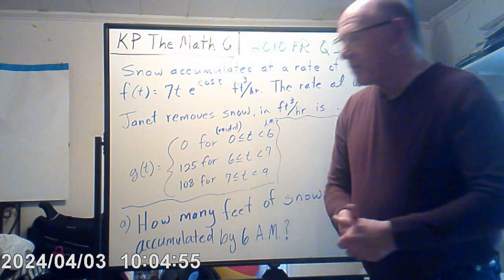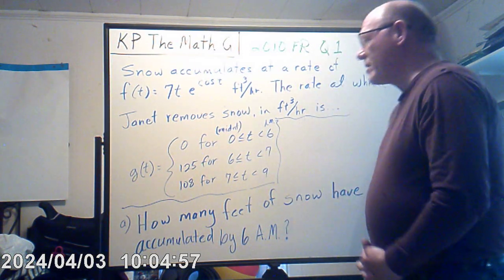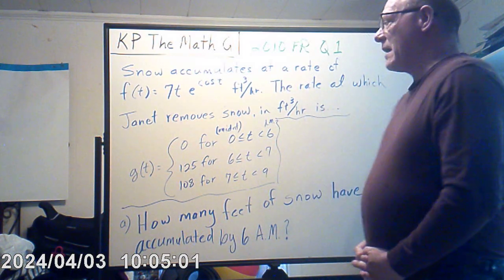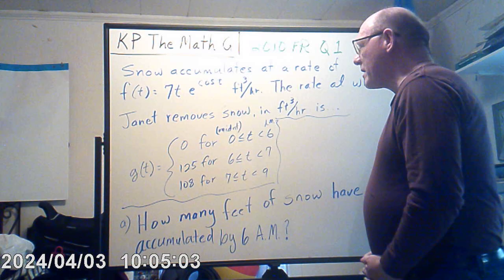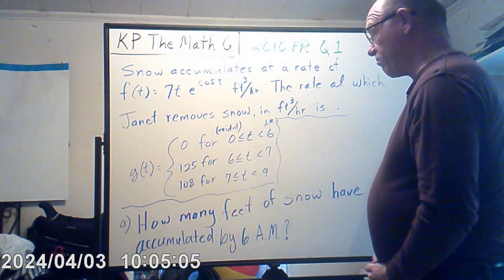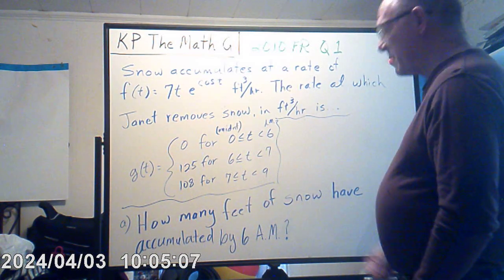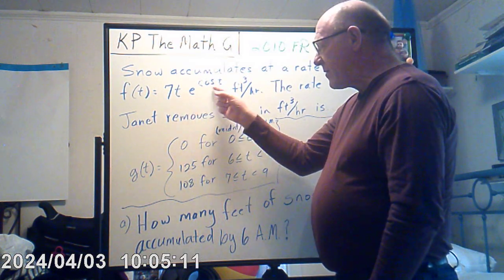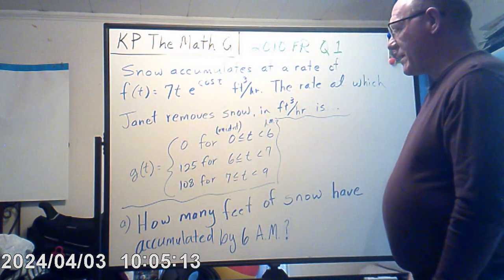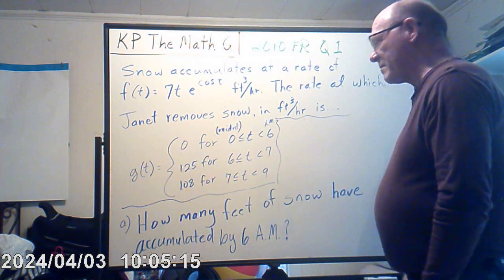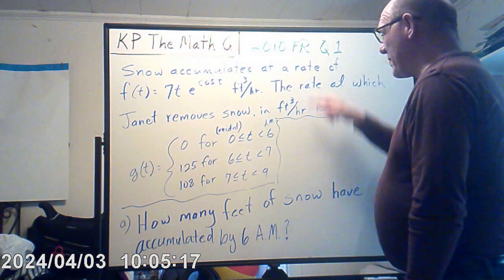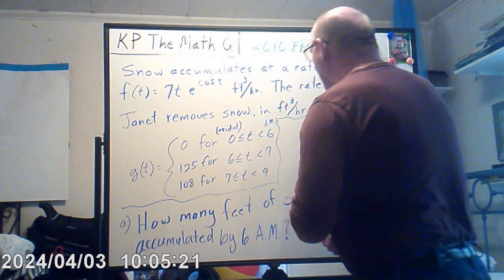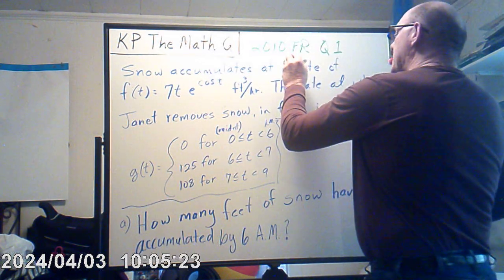So here we go with this problem here. It has to do with snow accumulating on a driveway. And so snow accumulates at a rate of F of t, where F of t is equal to 7t e to the cosine t cubic feet per hour. So this is the rate.